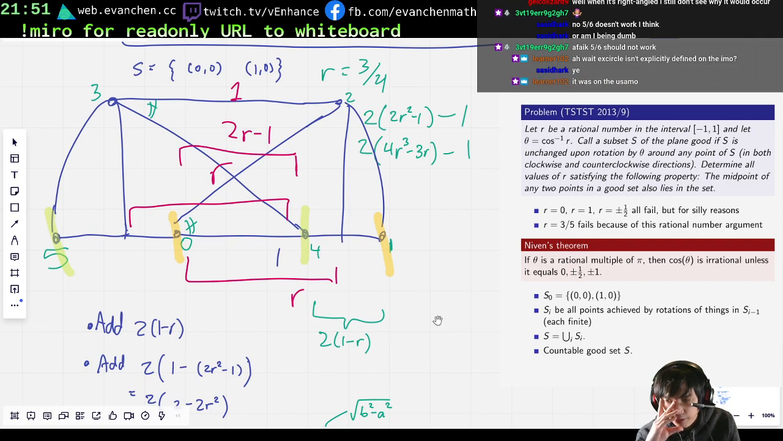X circle is defined on the IMO. It's just when I write it up, I don't bother because, like, if you don't know what an X circle is, why are you trying the IMO 3GO?